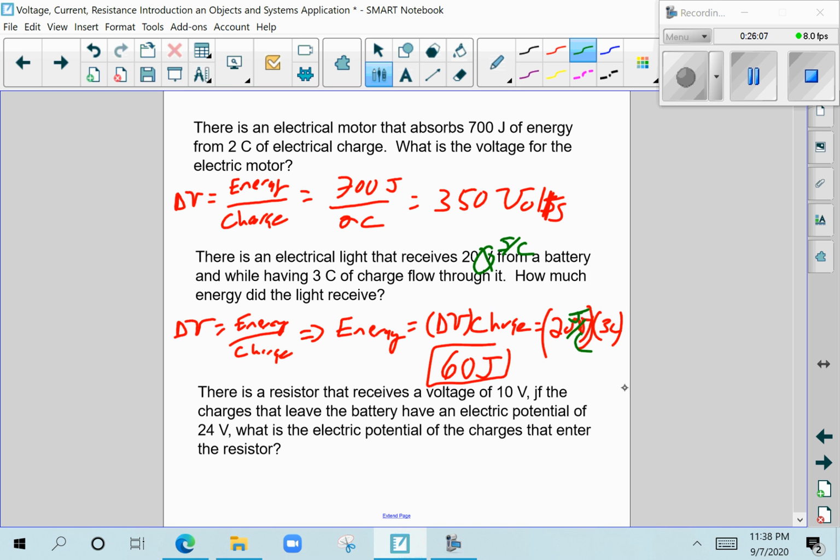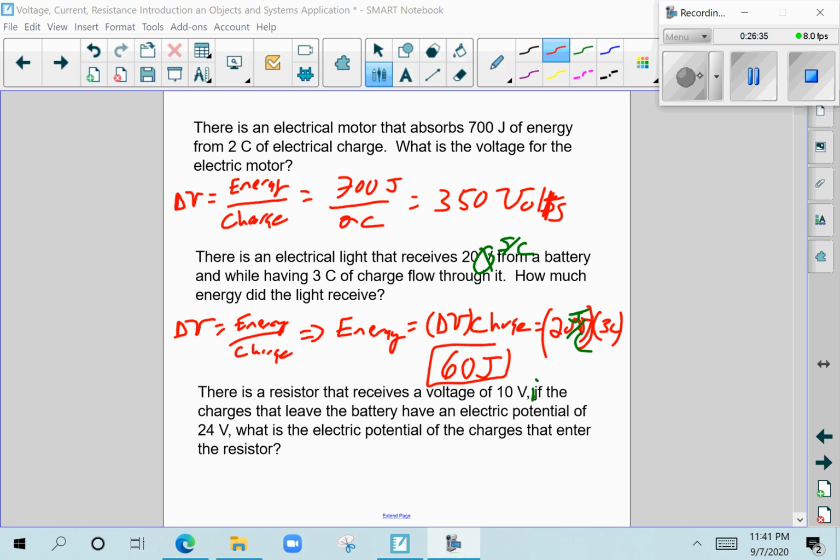My last question, there's a resistor that receives a voltage of 10 volts. Pretend that's an I, that should be an I. So if the charges that leave the battery have an electric potential of 24 volts, what is the electric potential of the charges that enter the resistor? Okay, so we're going to go over this question in 3, 2, 1.